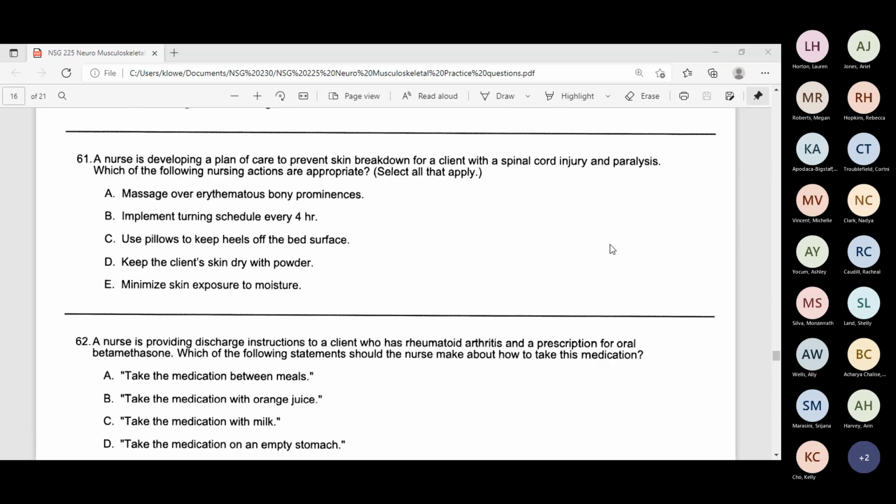Nurse is developing a plan of care to prevent skin breakdown for a client with a spinal cord injury and paralysis. Which of the following nursing actions are appropriate? What would we do to prevent skin breakdown? Would we massage over erythematous bony prominences? No, we don't want to massage the bony prominences because those areas get the most pressure and it could cause skin breakdown. Implement turning schedule every 4 hours? No, it's at least every 2.